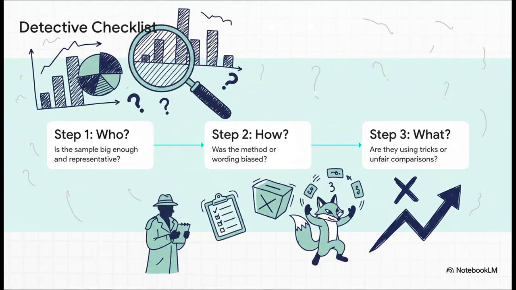And here it is, your official detective checklist. Anytime you see a number or a statistic thrown at you, just run it through these 3 questions. First, who are they talking about? Was the sample big enough? And more importantly, does it actually look like the larger group it's supposed to represent? Second, how did they ask? Were the questions confusing or biased in some way?